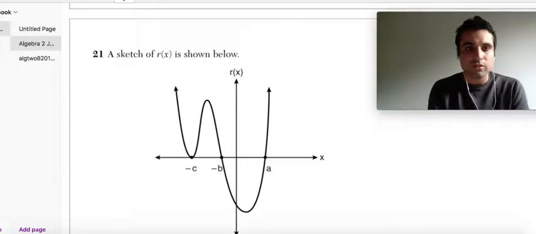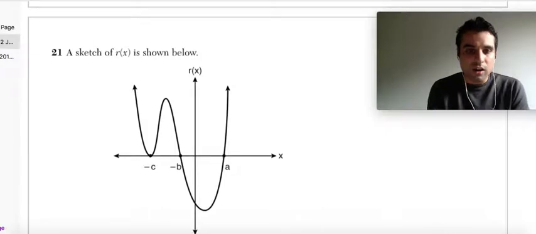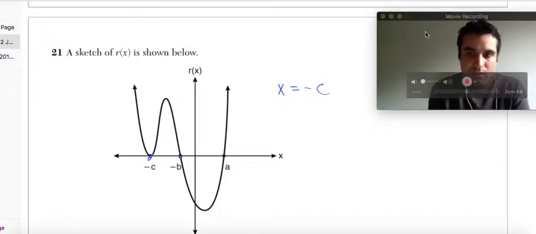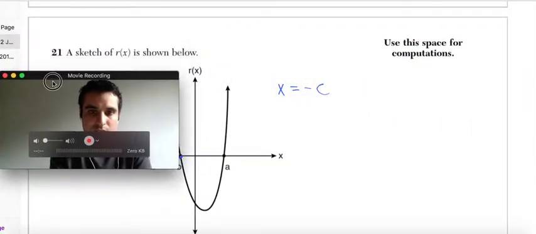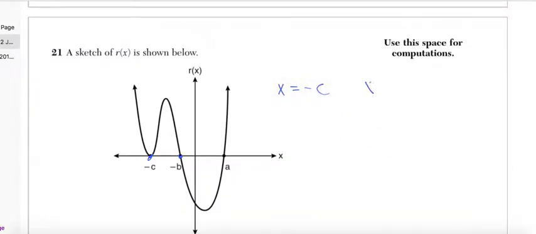So I'm going to use blue. I like blue, my favorite color. Okay, our zeros are x equals negative c, x equals negative b, and x equals positive a.